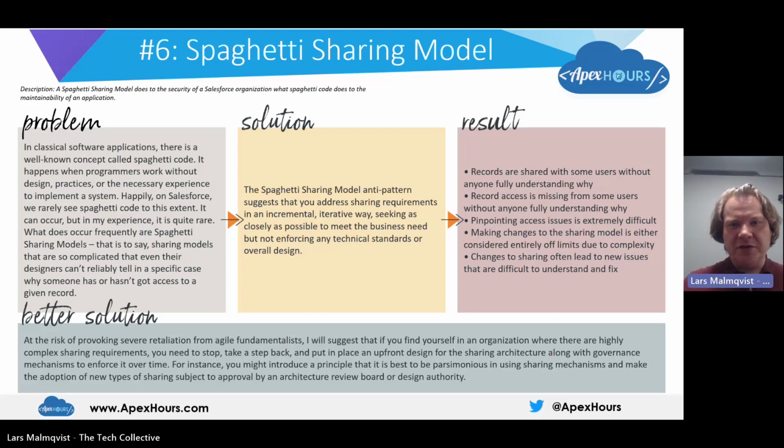So what can we do to overcome these challenges and avoid falling into the anti-pattern? Well, we have to recognize that the sharing model is a little bit special, and our normal incremental approach may not work. So we do have to do some robust upfront design for the sharing architecture, which might involve introducing some principles like, we want to employ a minimum number of sharing mechanisms. We favor some sharing mechanisms over others. And whenever somebody wants to do something particularly complex or use a different kind of sharing, it has to be approved by an architecture review board or a design authority or something like that. So that's a way to start.